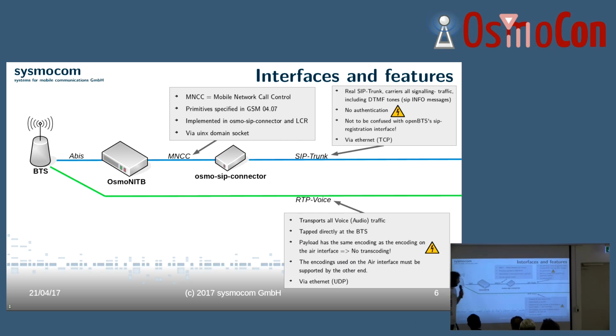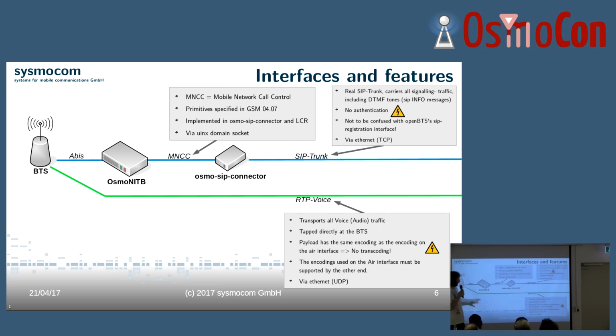So, yeah, the RTP voice stream, as I said, contains all the voice traffic here, and it's tapped directly at the BTS. Usually, an RTP stream is routed from the origin to the very end, or there may be RTP proxies in between. In this simple graph, it originates at the BTS and is then routed to the PBX or other end, whatever that is.